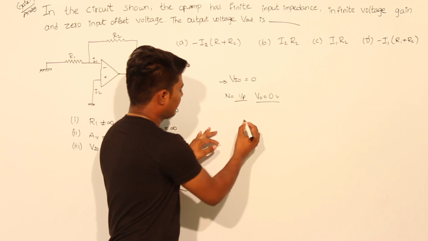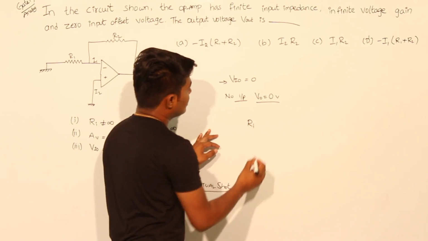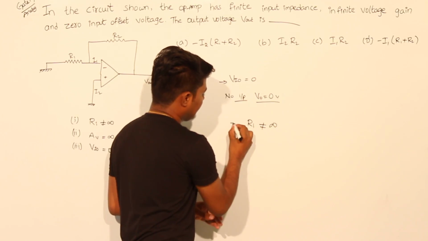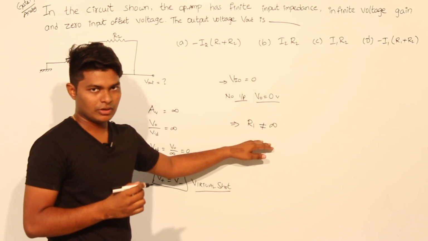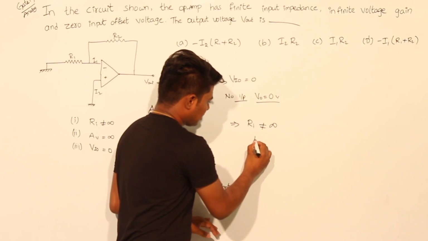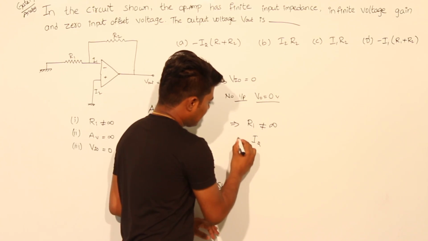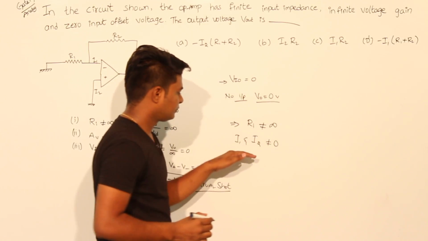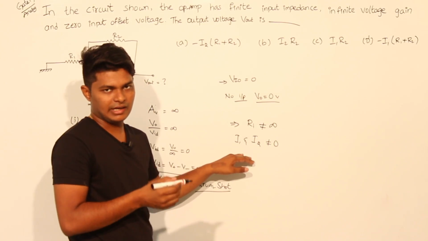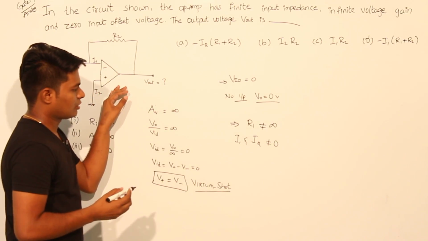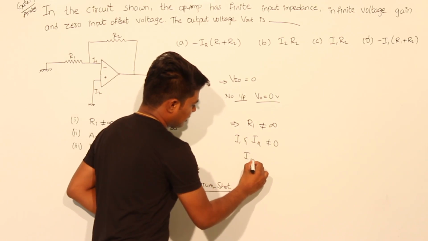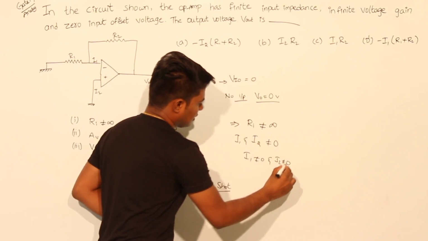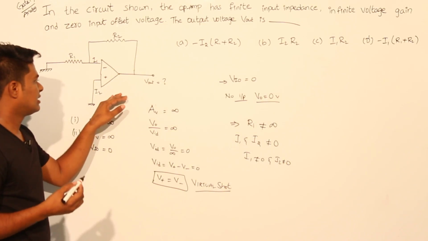Now another point they have given is Ri, which is input impedance, is not equal to infinity. It has some finite value, which means I1 and I2 are the currents which are not equal to 0. So there may be some biasing currents flowing through this circuit. So I1 not equal to 0 and I2 not equal to 0. Let us go into the circuit and see this.